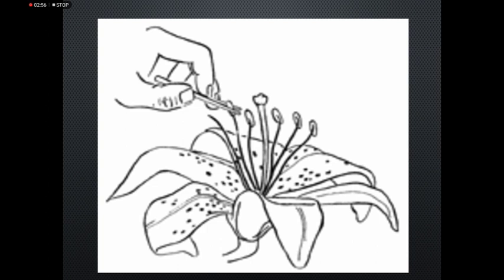This is a simple sample image of cutting the anthers from a female plant. That is, this flower is a bisexual flower, so we must remove the anthers from this plant to treat it as a female-only plant, and this process is known as emasculation.